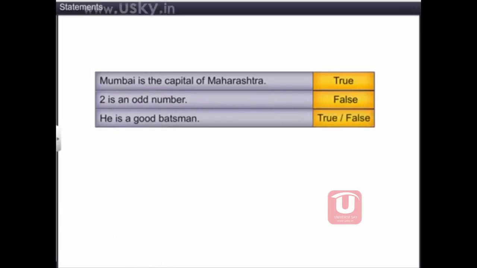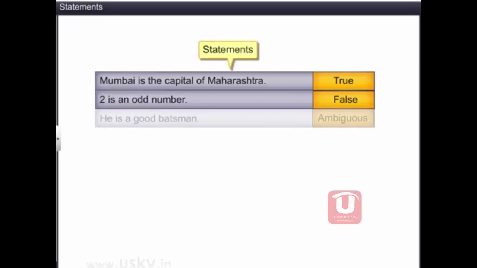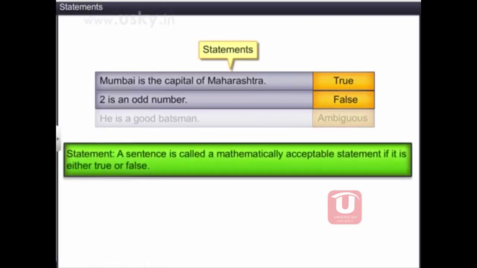Here the word he is uncertain. Even if we know the batsman, it is not sufficient to decide whether he is a good batsman. This again depends on the perception of a person. It means that the given sentence is ambiguous. The first two sentences have truth values and there is no ambiguity. Mathematically, such sentences are called statements. A sentence is called a mathematically acceptable statement if it is either true or false.